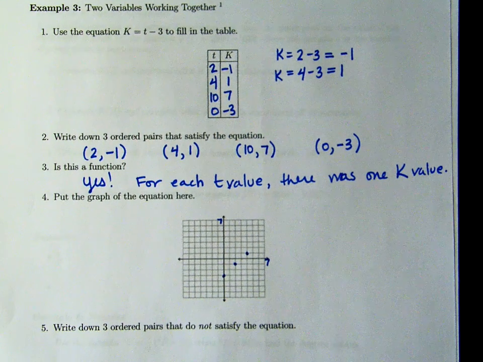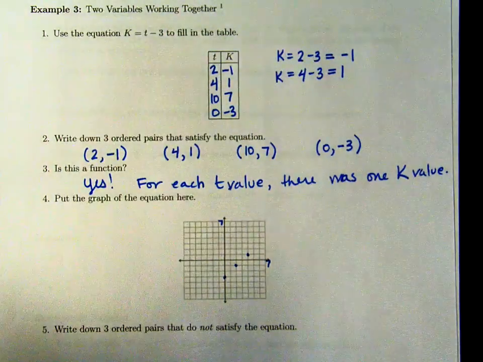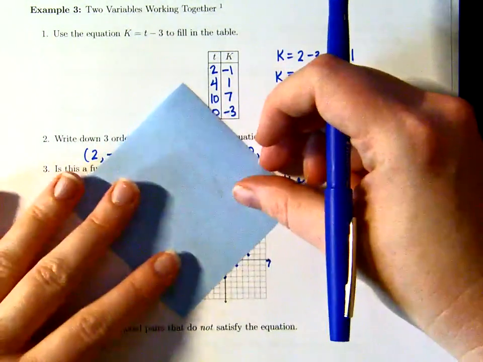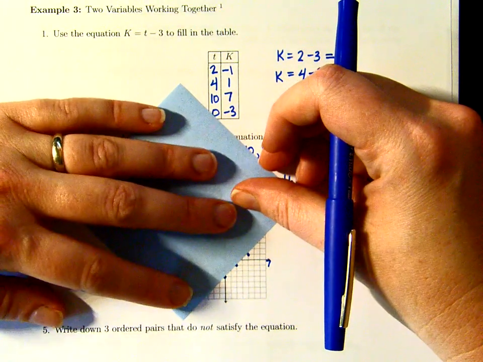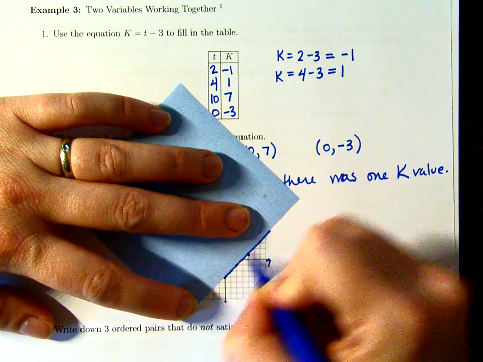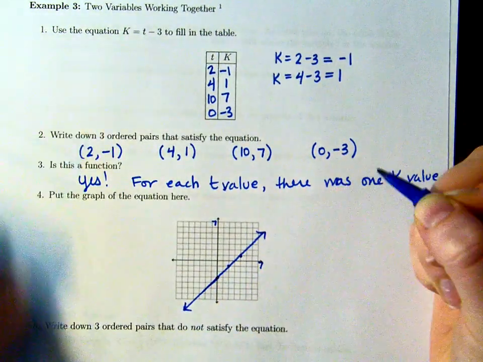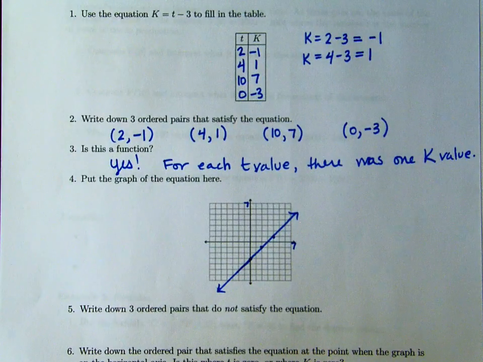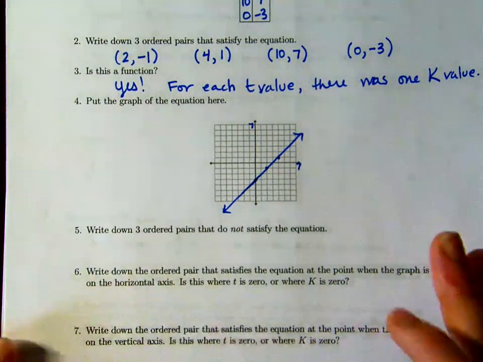It's looking pretty linear. Okay. You know what? I'm going to use my handy Post-it note and connect these dots. Got it. Okay, put the graph here. Done.